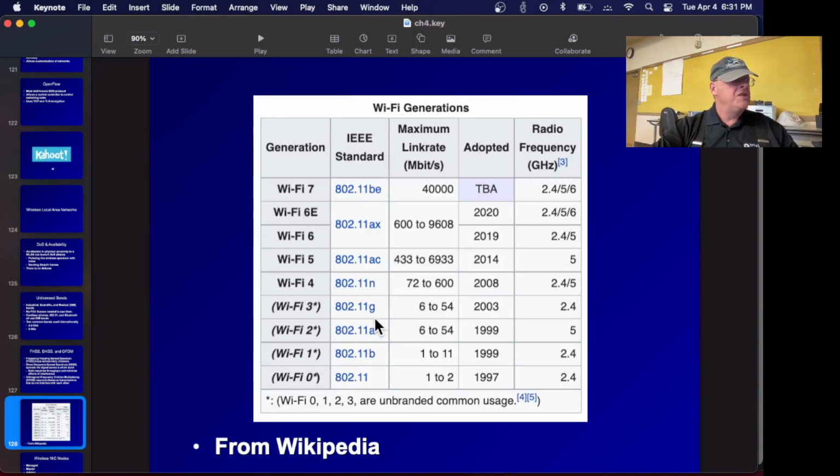All right. And so here's the various generations. The earlier versions like 802.11a and B and G were pretty slow. And then 802.11n was probably the most common one now, Wi-Fi 4, and now we're moving into 5 and 6 and 7 gradually. That can go up to gigabits per second.